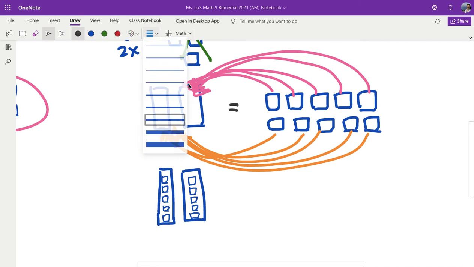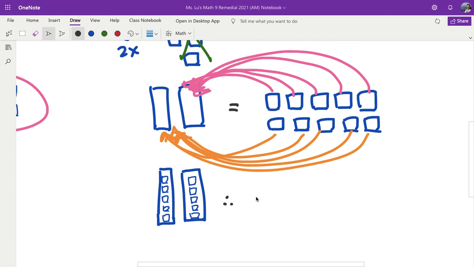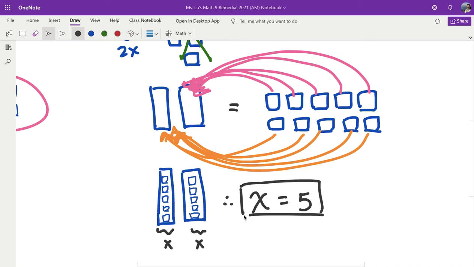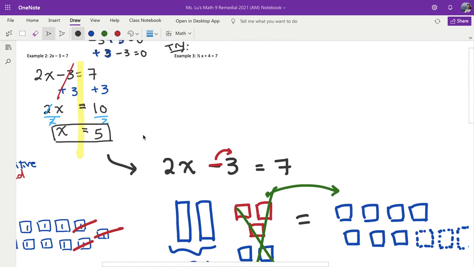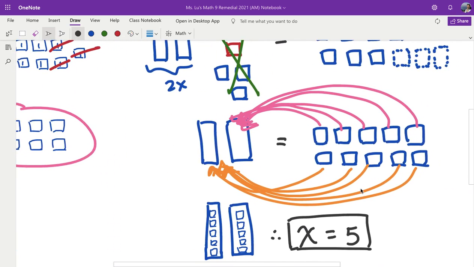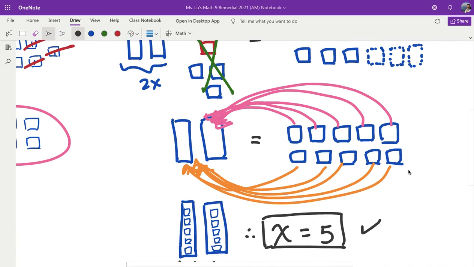So what does this mean? So for each x, how many counters do we have? We have 5. So this is our answer, x equal to 5. And please go ahead and write that on your whiteboard. So as you can check, x equal to 5, that we solved it algebraically, and if you want to use algebra tiles, that is the same answer.